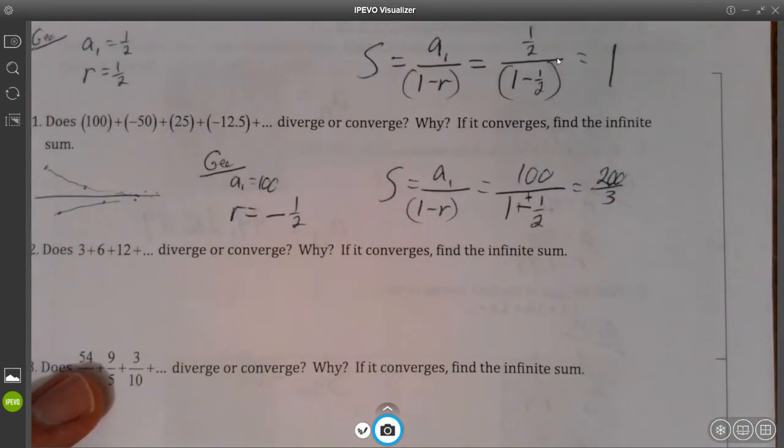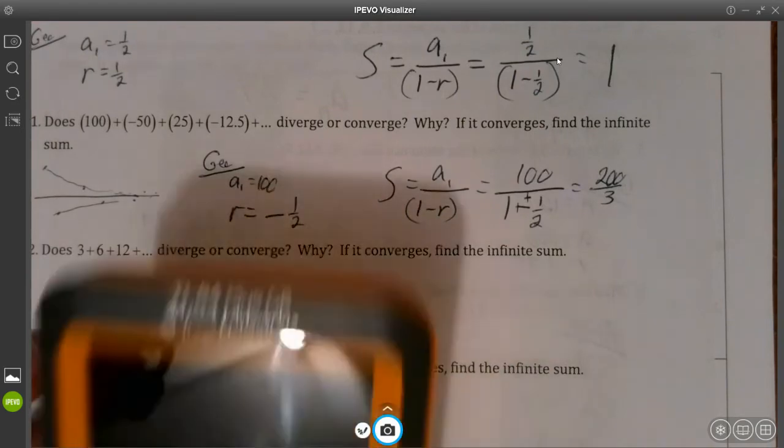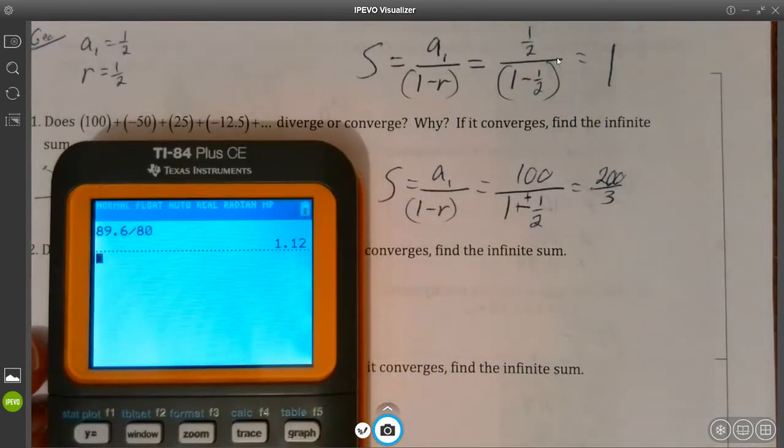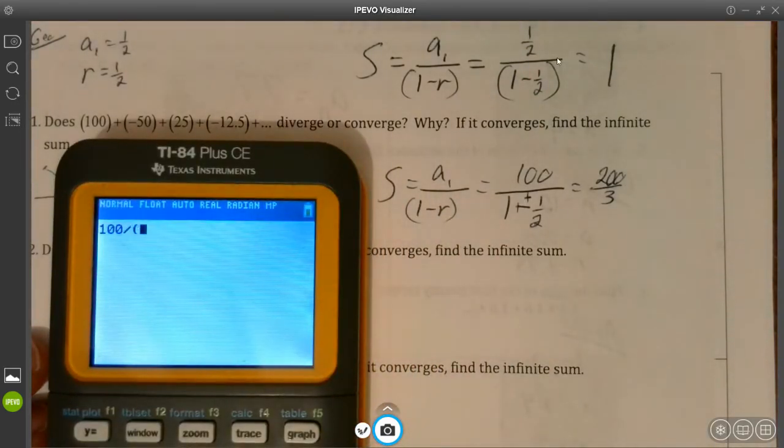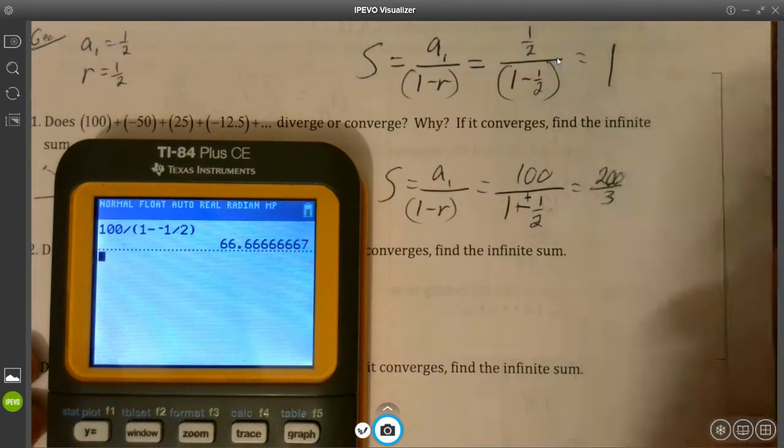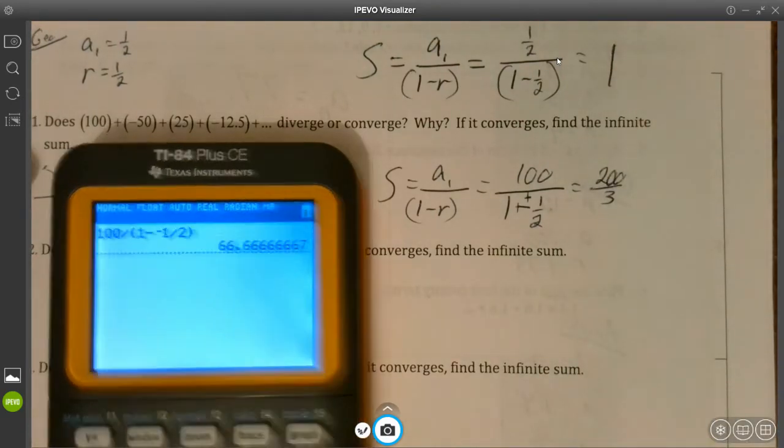You can leave it like that. That actually is also about 67. 100 divided by 1 minus negative 1/2, you're going to get 66.6 repeating. There we go. So I'm going to stick with 200 over 3. Let's do a couple more.